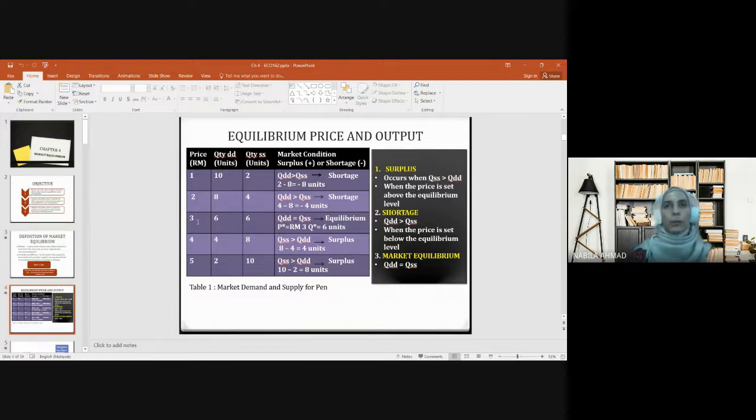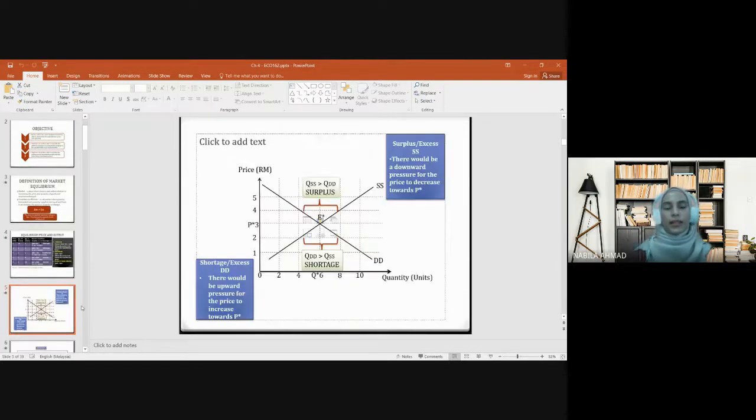Okay, so apa berlaku kalau harga itu less than the equilibrium price? Kalau harga di bawah harga equilibrium, berlaku masalah shortage. Dan apabila harga di atas, more than the equilibrium price, berlakulah masalah surplus. Dan macam mana kita nak lukis the equilibrium point, the market equilibrium.